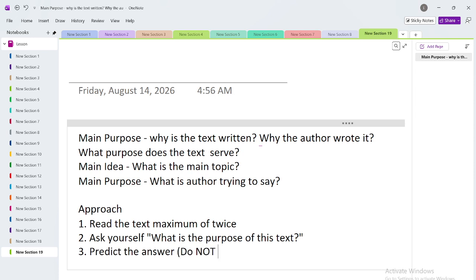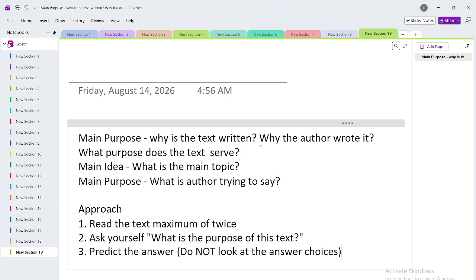Do not look at the answer choices, right? You must not look at the answer choices. They are going to make you believe that one answer is correct. So you should not look at them. Just predict the answer, think about it, ask yourself what is the main purpose of this text, how to find it, and so on.